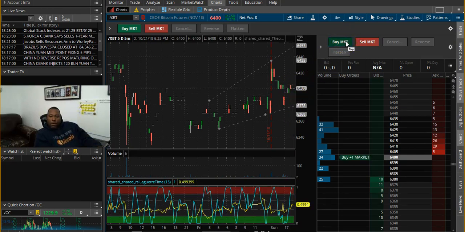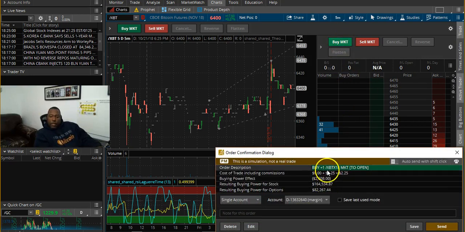the market right now, which is one contract at 6,400, this is as simple as this. It tells you you're buying one Bitcoin futures. It's going to cost you $2.25 per trade. Buying power affected, and it shows you your information.